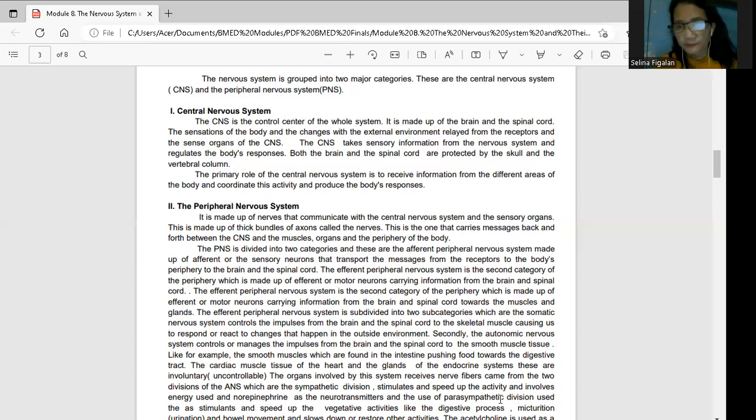Even the heartbeat. Okay, your heartbeat, ano ba yung heartbeat? Yung cardiac rate natin. Okay, the respiratory rate, ano pa ba?